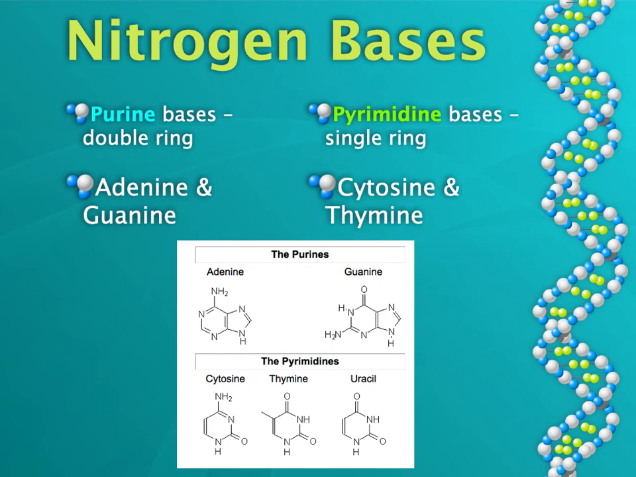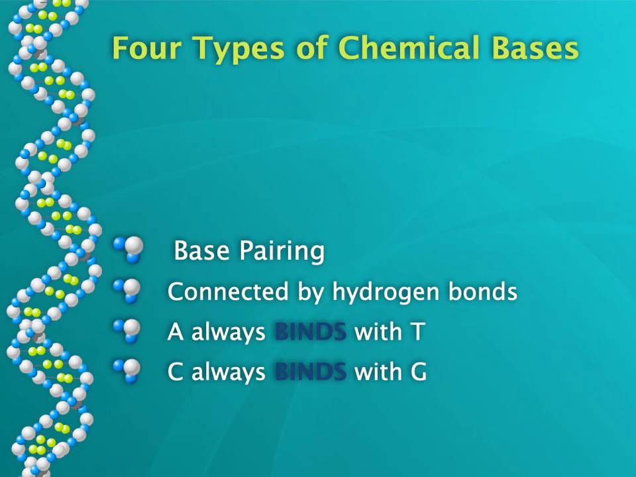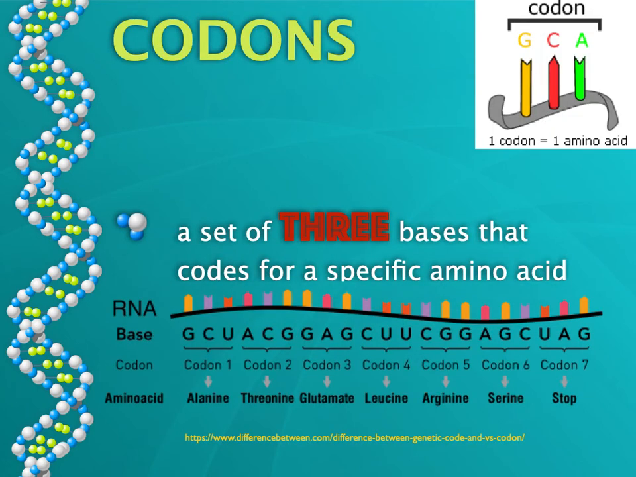The bases come in 2 main flavors, the purines and the pyrimidines. Purines have a double ring. Those are adenine and guanine, or A and G, and the pyrimidines have a single ring, cytosine and thymine. I keep them in my head together with the pyrimidines with a Y: cytosine has a Y, and thymine has a Y. They are base paired together, connected by hydrogen bonds, and you need to memorize that A always binds with T and C always binds with G when we're talking about DNA.